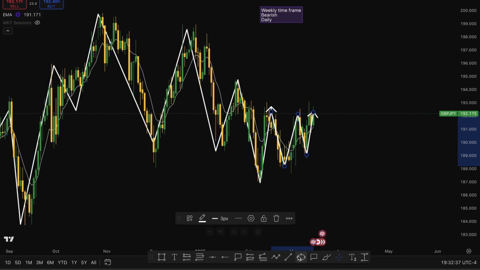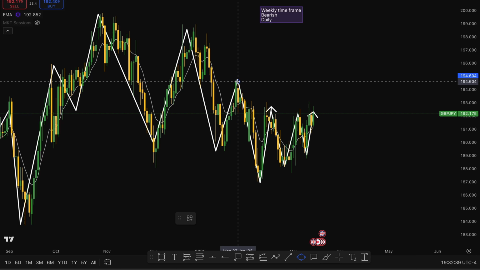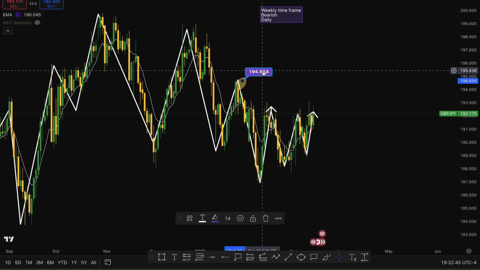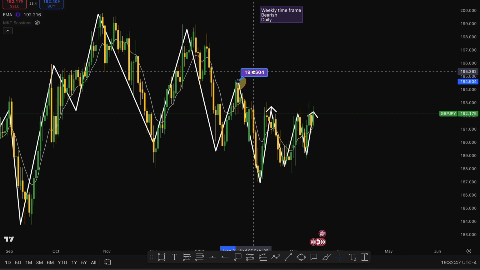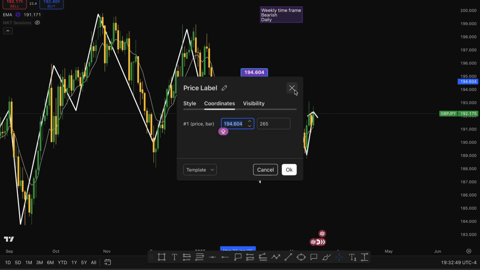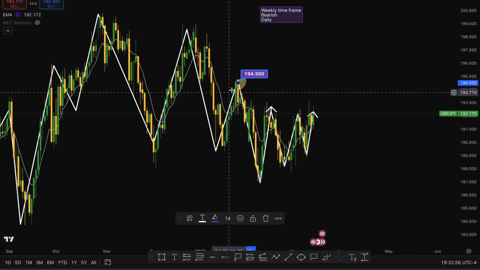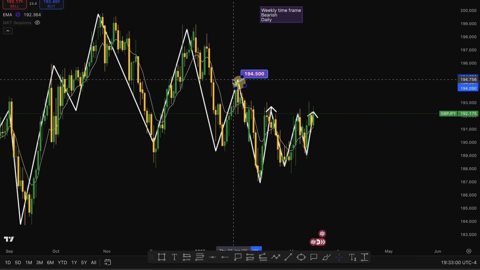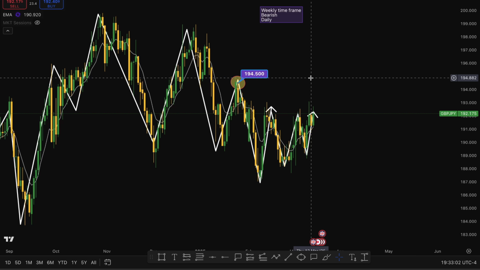Let me mark off that area, which is going to be around psychological level 194.5. Let me label that. It's going to be just around 194.5. So I'm going to take that as my round psychological level. Price truly has not broken it, which was our previous lower high. Really, in general, it would still be considered to be in a downtrend.